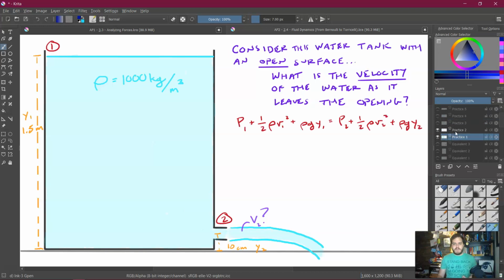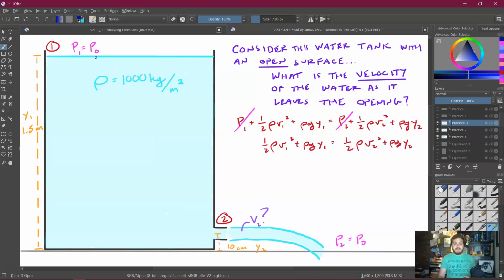So first off, I write Bernoulli's law, and I go ahead and say, okay, this will be point 1, this will be point 2, this will be y1 and y2, and this will be v2. And the first thing we need to remember is that, like we said previously, the atmospheric pressure at the top is equal to the atmospheric pressure out here, so this pressure is equal to this pressure. The pressure terms cancel out. First step of the derivation.